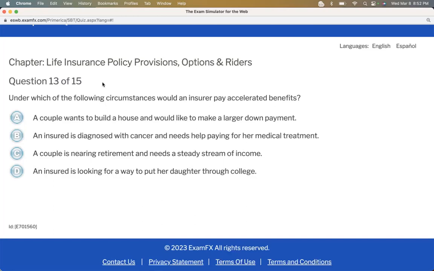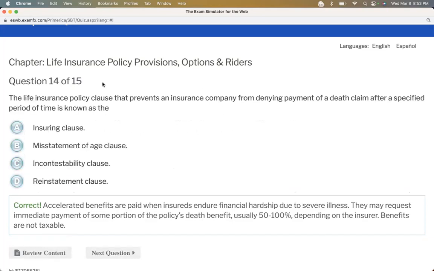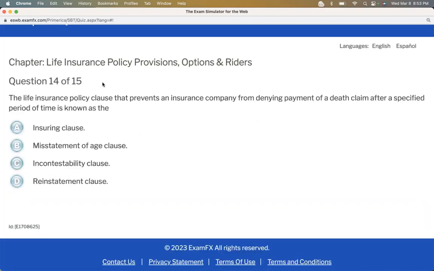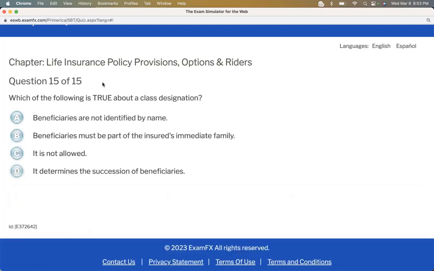Okay, next one. Under which of the following circumstances would an insurer pay accelerated benefits? We did this one already. B, diagnosed with cancer. We'll do another one after this one, and then we'll be done. The life insurance policy clause that prevents an insurance company from denying payment of death benefit claims after a specified period of time is known as the incontestability clause. We came up with this one too. Remember this one? We got it wrong.